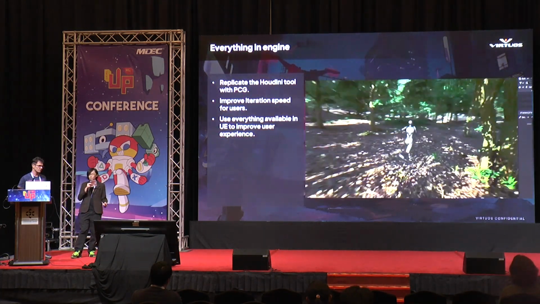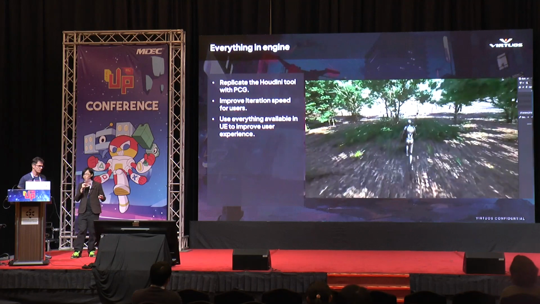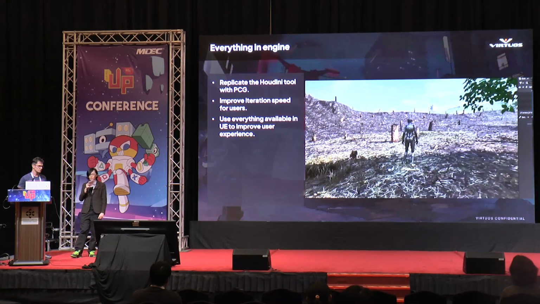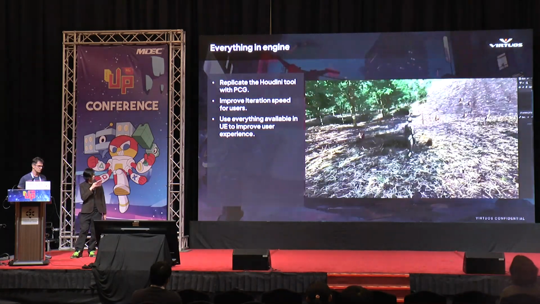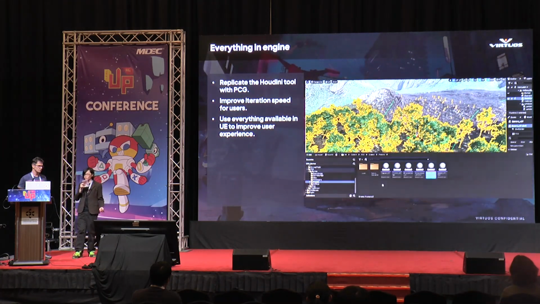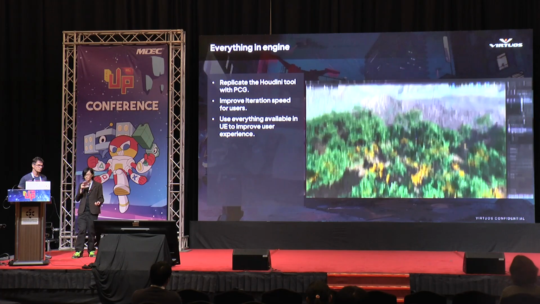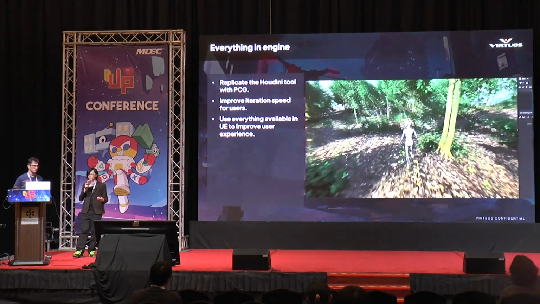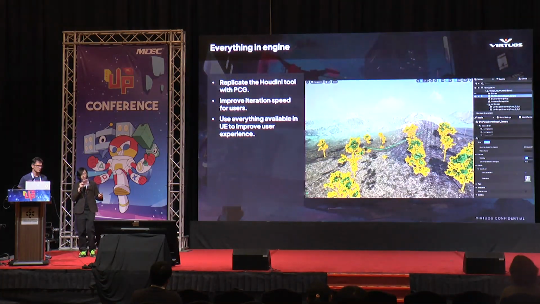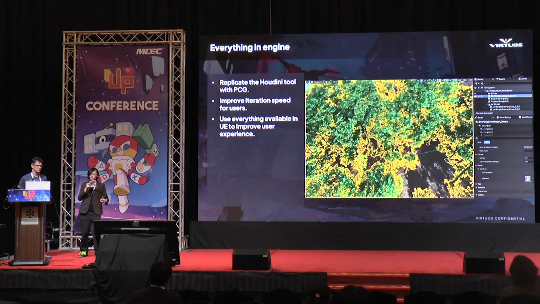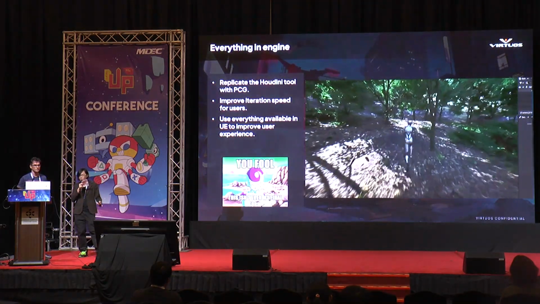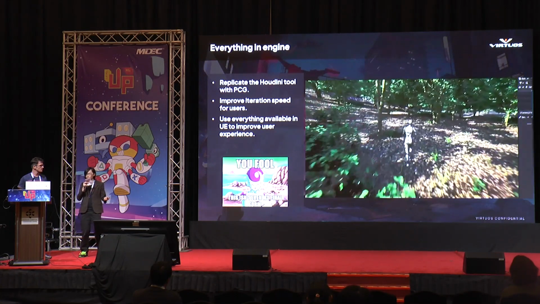The goal of this exploration is to replicate the forest tool that you have seen a few slides ago from Houdini, but this time with PCG. So you can see the result of the generated biomes in the video. There are other things that we wanted to improve as well. One of them is iteration speed. We want the tool to work much faster than Houdini this time. Another thing that ties into it is that we want to use everything in Unreal Engine to improve the user experience. And spoiler alert, we haven't fully achieved that yet, but more on that later.